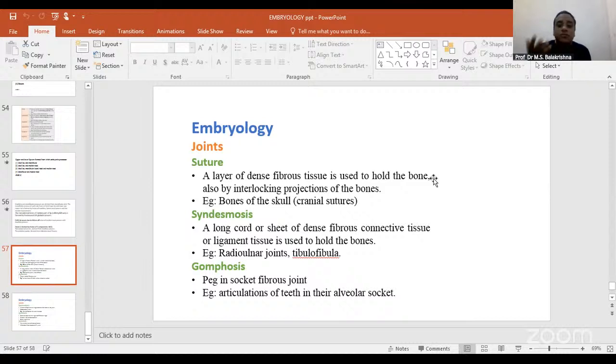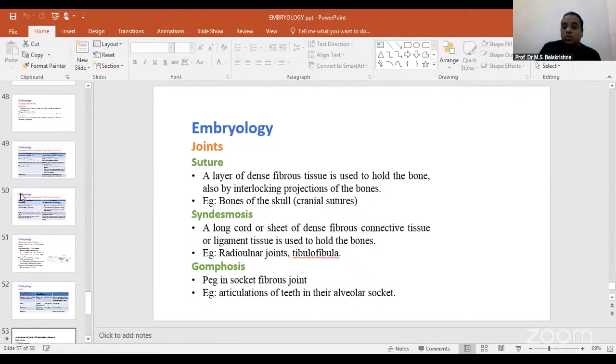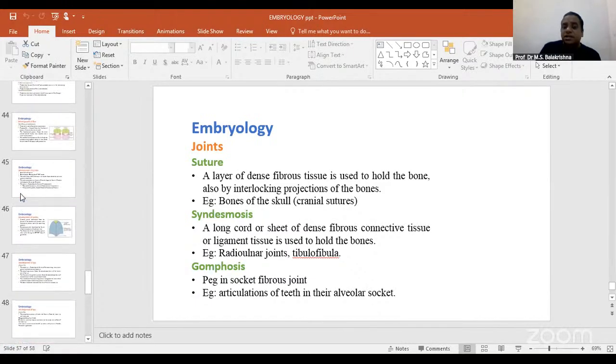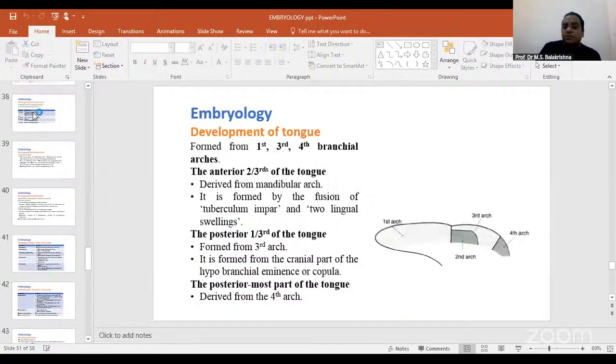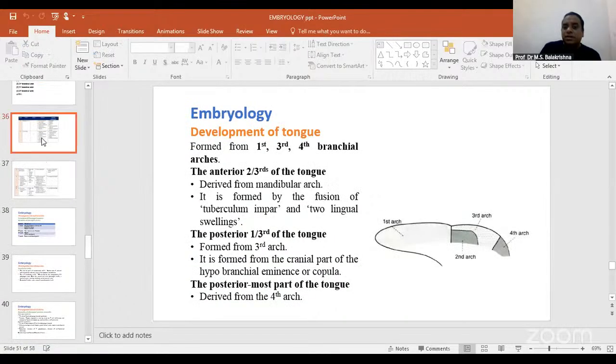And next is gomphosis, which you have already studied in your dental anatomy. It's a peg in socket type of fibrous joint. So here the articulation of the teeth in the alveolar socket, the joint, is called desmodont. So that is what you should know very well. These are the definitions which come in your exams, and you have to give an example of what it is.